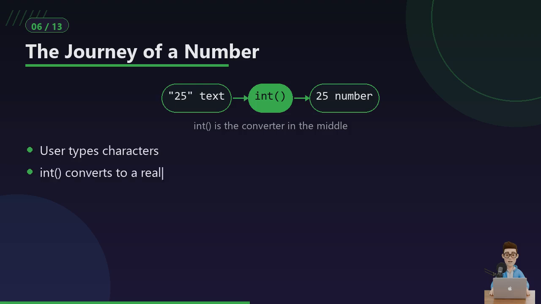Picture it as a little pipeline. The user's keystrokes arrive as text on the left. The int function in the middle is the converter, like a currency exchange booth. Out the right side comes a genuine number you can add, subtract, and compare. For decimal numbers, you would use float instead of int. Same idea.